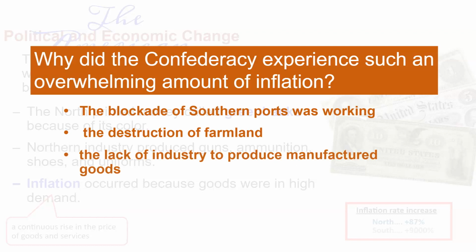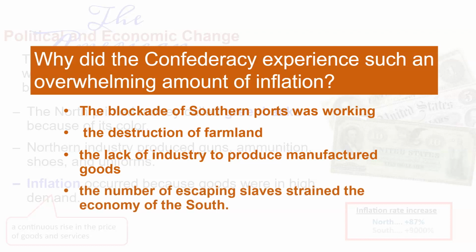There's also that lack of industry to produce manufactured goods, so more of it had to be brought in from outside if it could get through the blockade. And you're also seeing the number of escaping slaves starting to strain the economy in the South. And so with more and more slaves escaping to the North after the Emancipation Proclamation, you're really going to see that this is going to start to have some massive effects on the Confederacy.